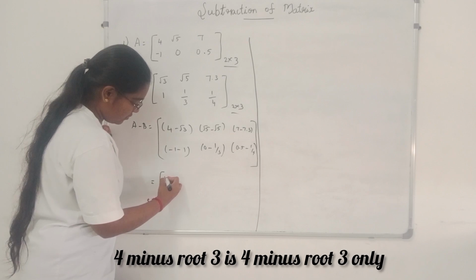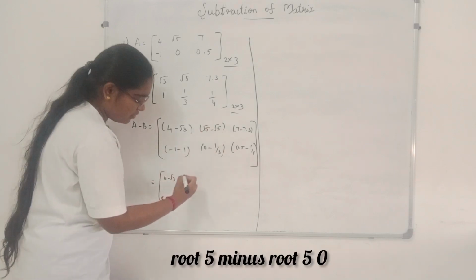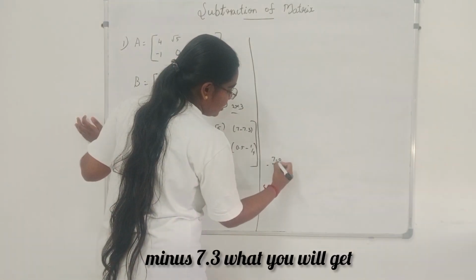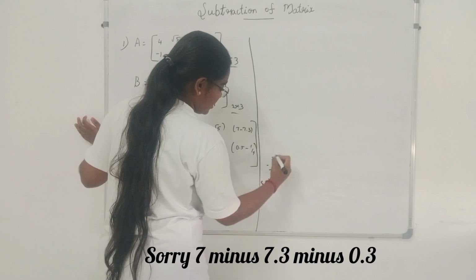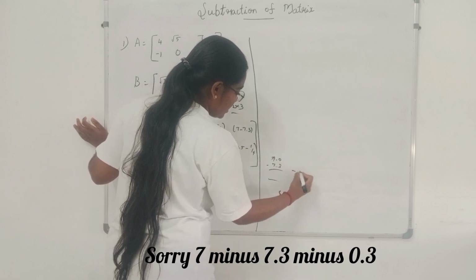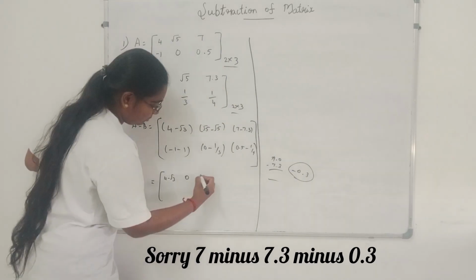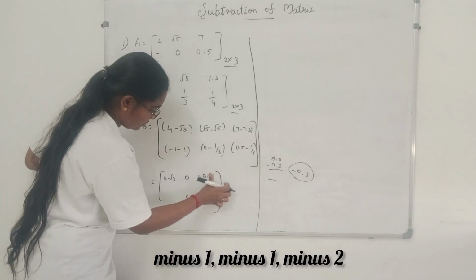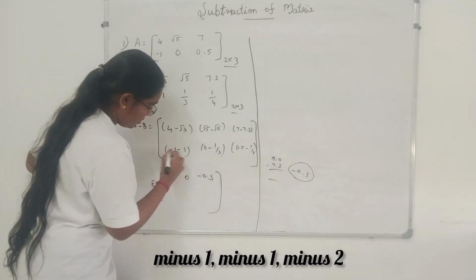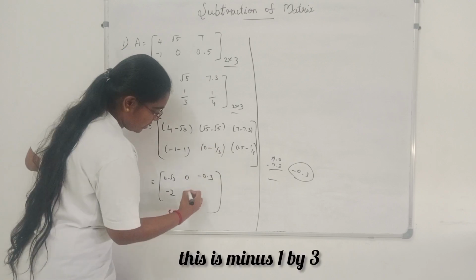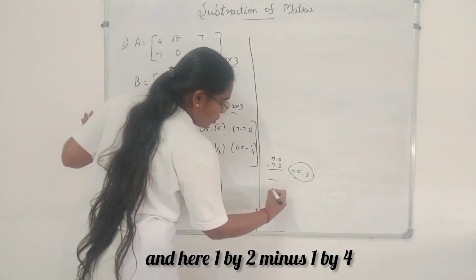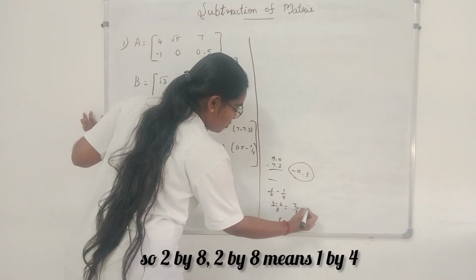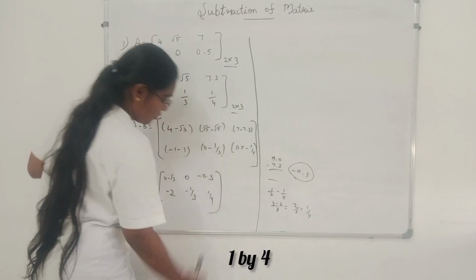4 minus root 3 is 4 minus root 3 only. Root 5 minus root 5, 0. 7 minus 7.3, what will you get, sorry, 7 minus 7.3 is minus 0.3. Minus 1 minus 1, minus 2, this is minus 1 by 3, and here 1 by 2 minus 1 by 4, 4 minus 2 by 8, so 2 by 8, 2 by 8 means 1 by 4, 1 by 4.